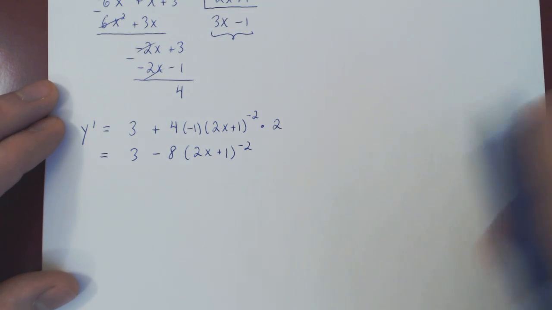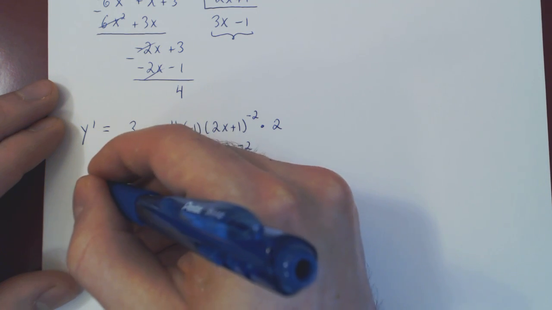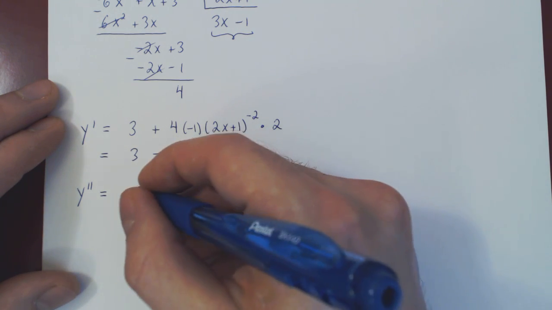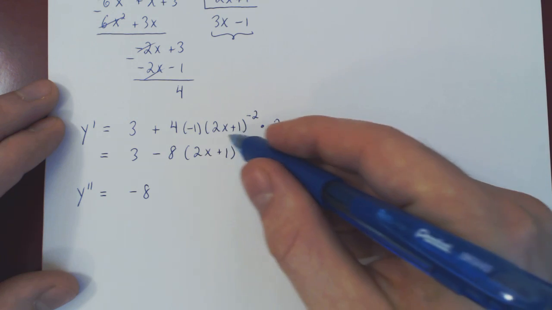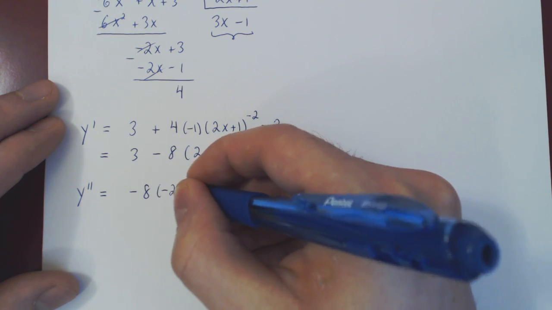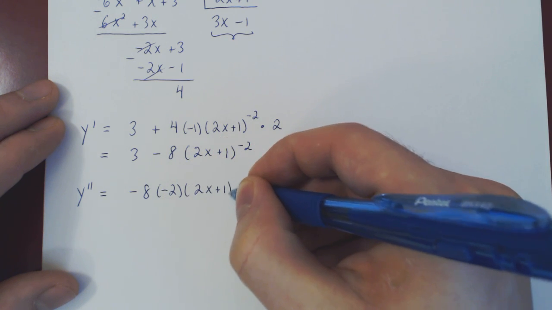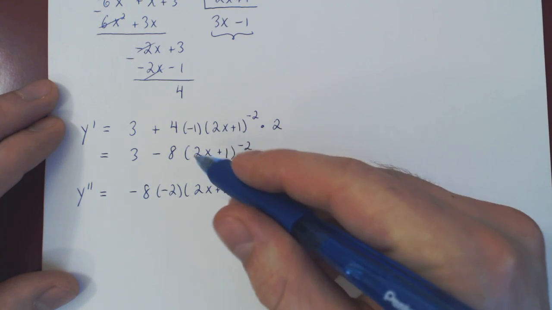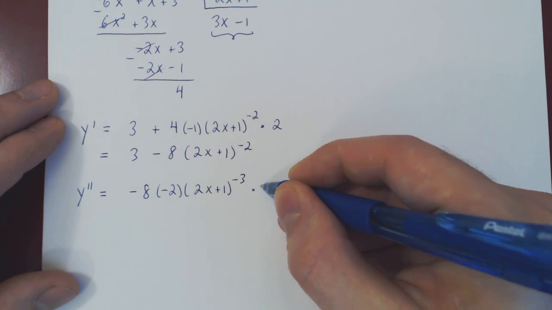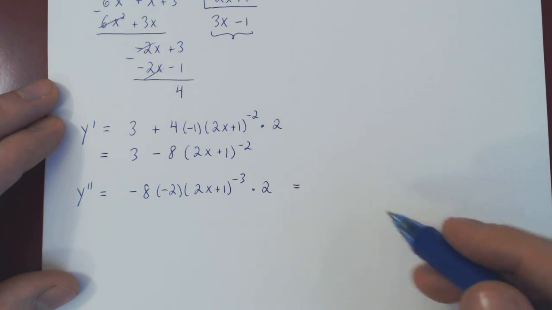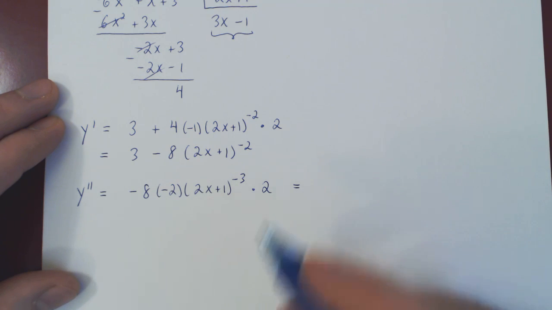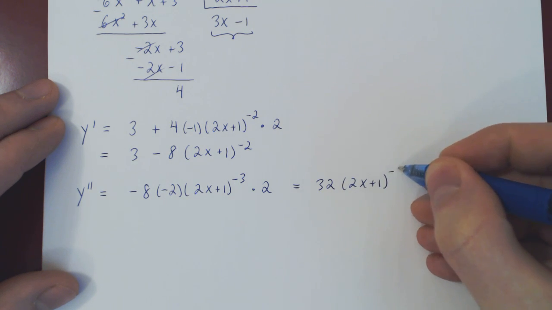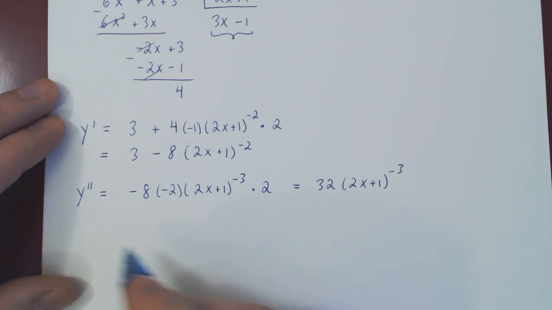Let's keep going. Let's differentiate to get our second derivative. Derivative of 3 is 0. Negative 8 stays there as a constant multiple. Again, here we have the chain rule. By the power rule, bring the exponent down. Subtract 1 from the exponent. But this only takes care of the power, times the derivative of the argument, which is 2 again. If you simplify, this gives you 16 times 2 is 32. So it's 32 times 2x plus 1 to the negative 3. Well, we have the second derivative.